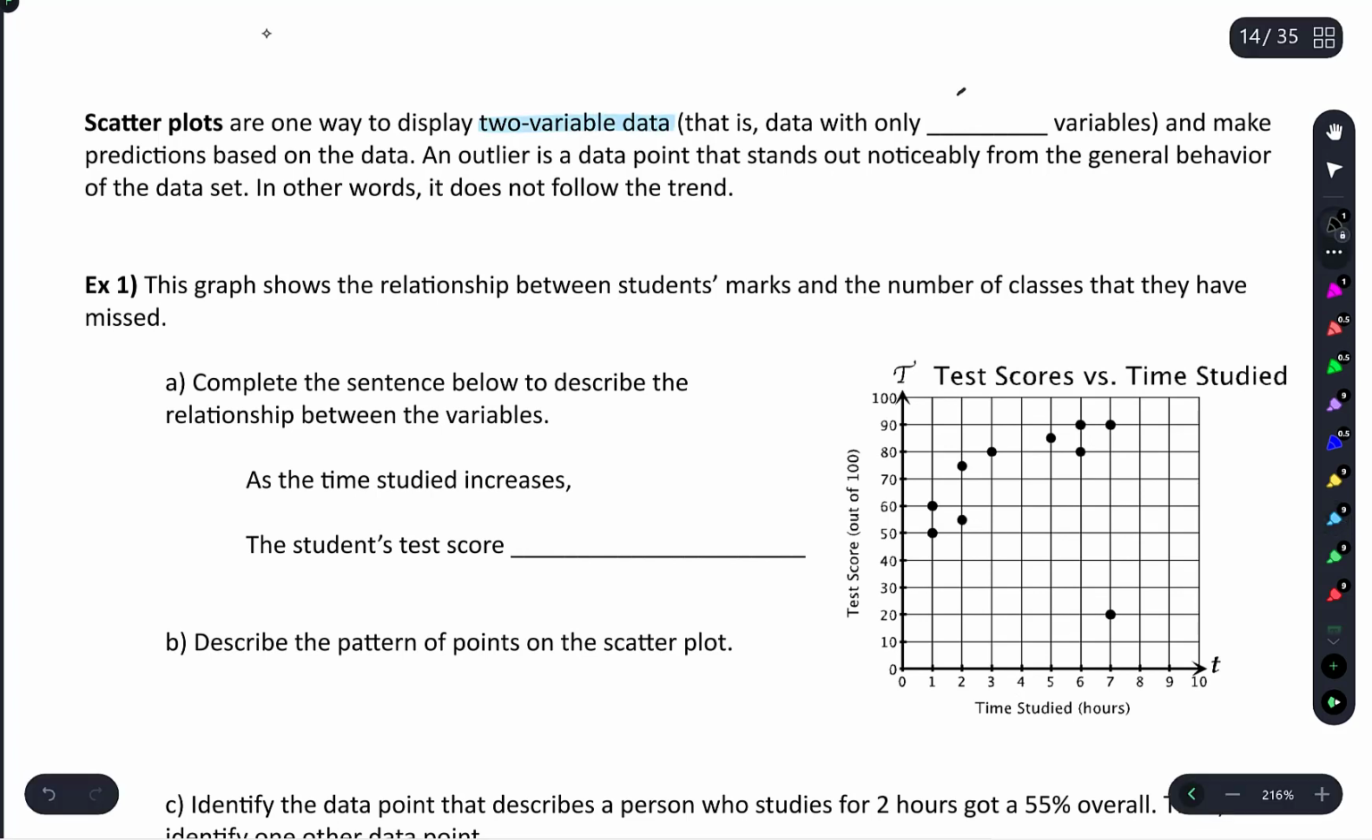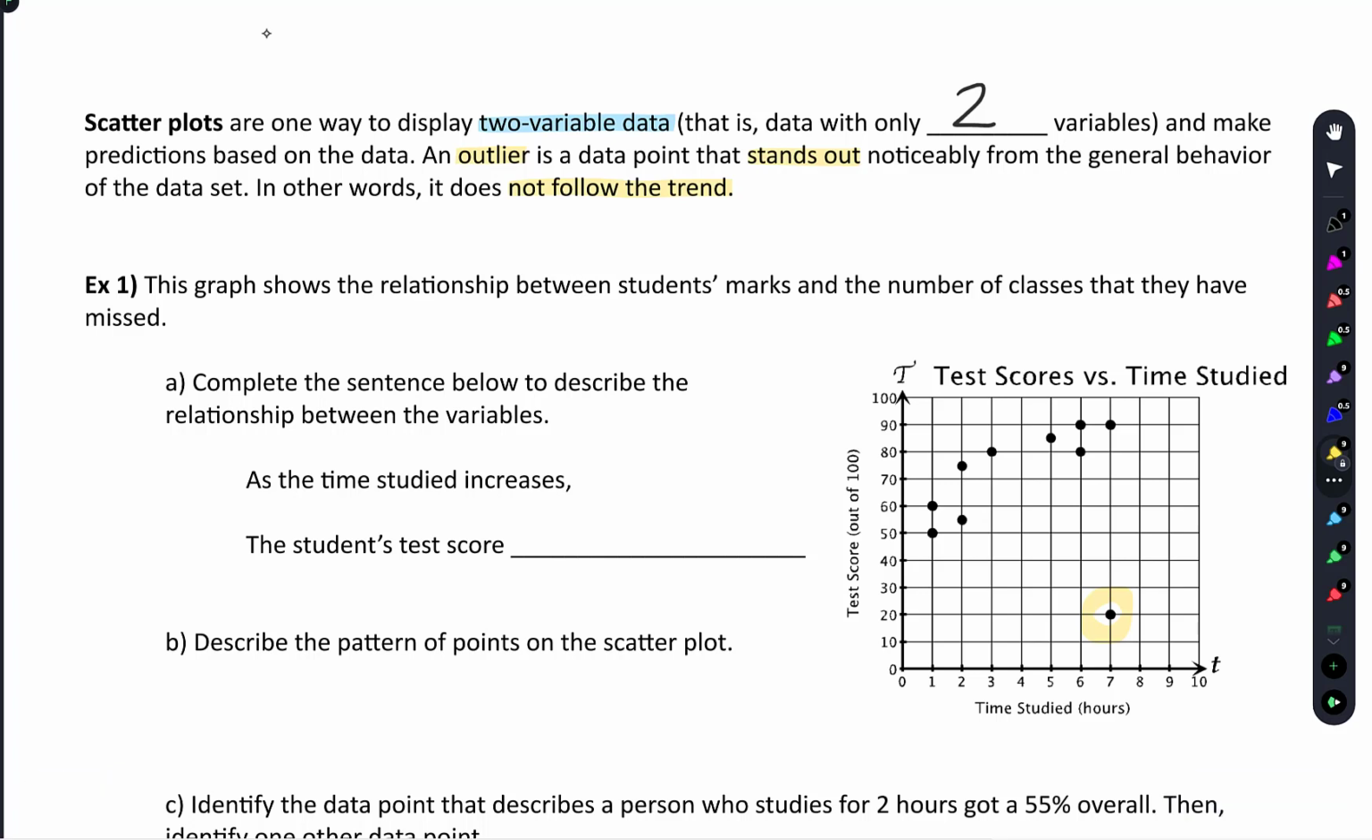That we actually have two variables that we're going to be using. And we can make predictions based off of these graphs. And that's going to be really, really helpful for us. And we have something called an outlier. An outlier is a point that might show up on these graphs that just doesn't follow the trend. It kind of stands out, right? So if we were looking at the graph below, you can see that there's one point that's kind of sticking out like a sore thumb. And we'll get to that point, that's this one, as we move through this first example.